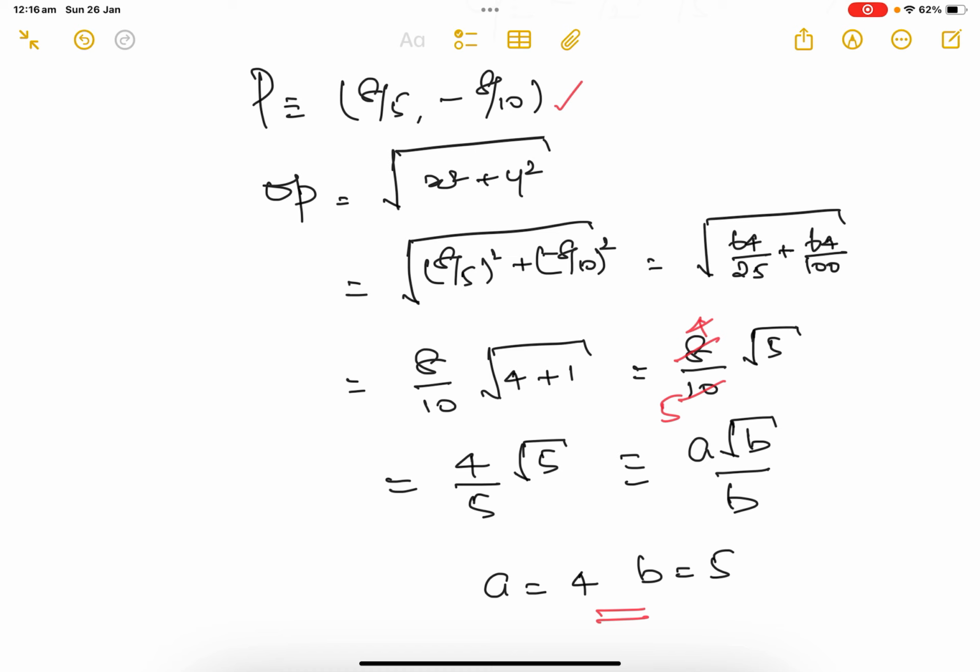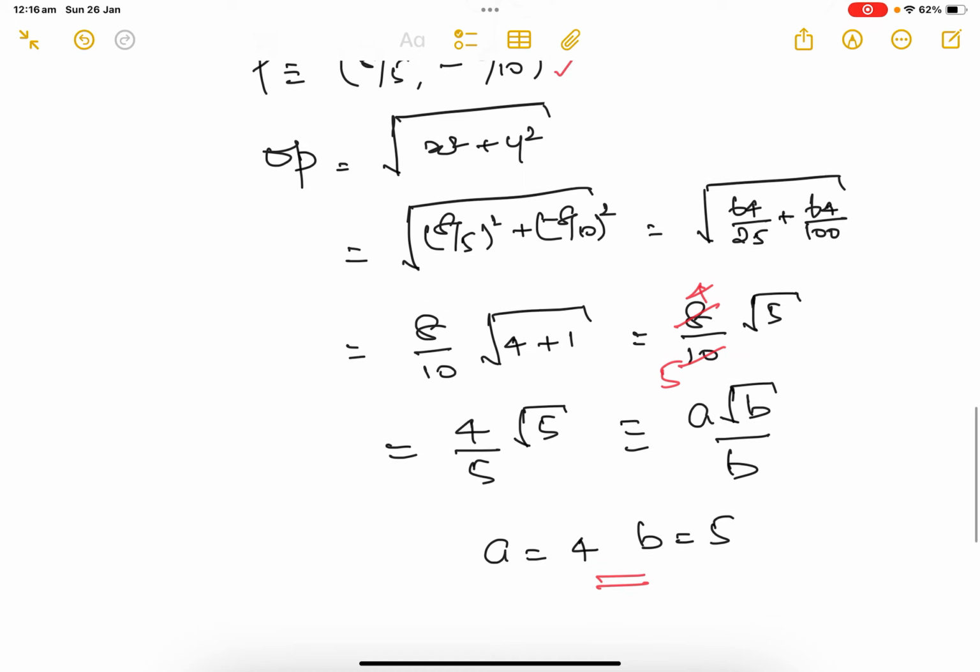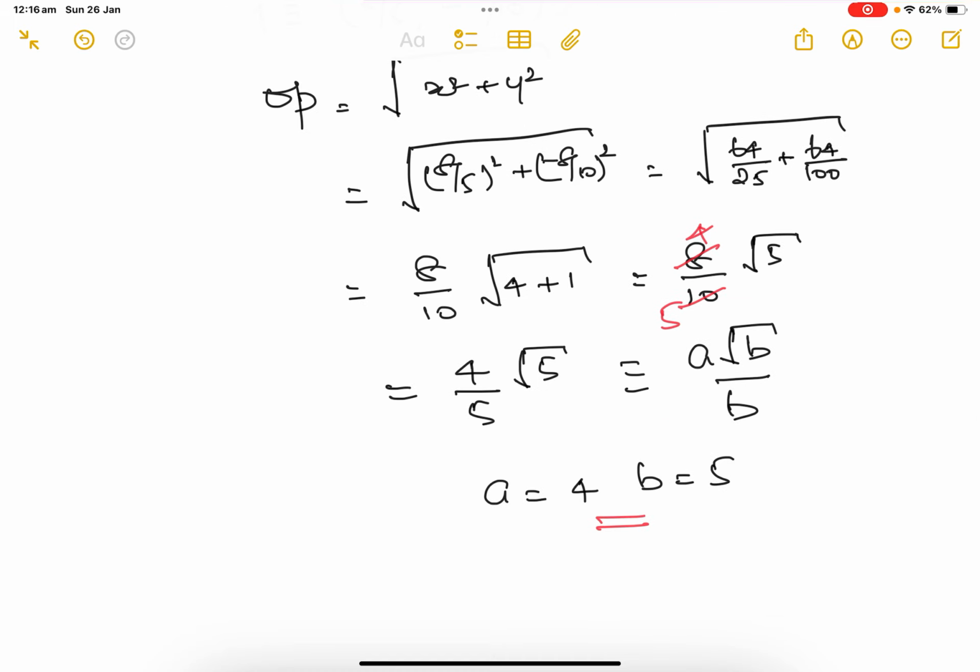But that is the form we have to show, A root B over B. So if you compare it, A equals 4, B equals 5. That's the second part of the answer. A equals 4, B equals 5.